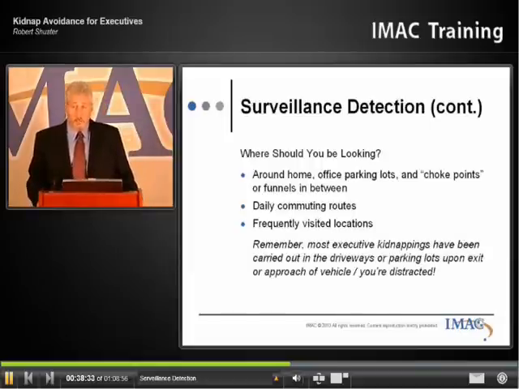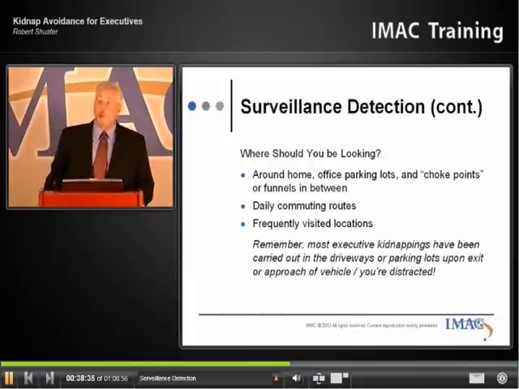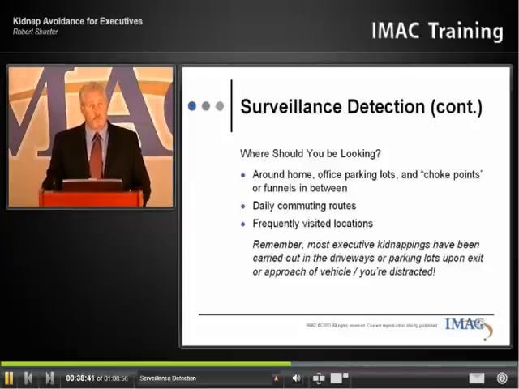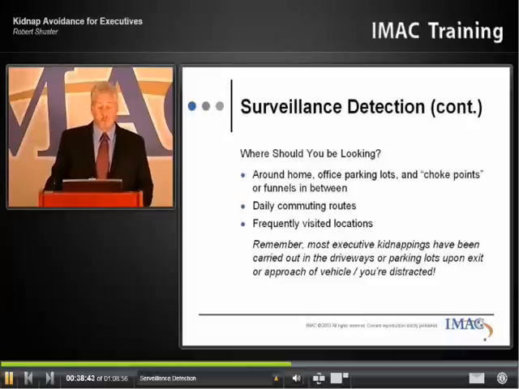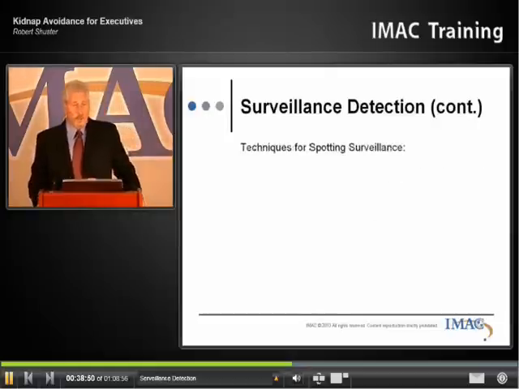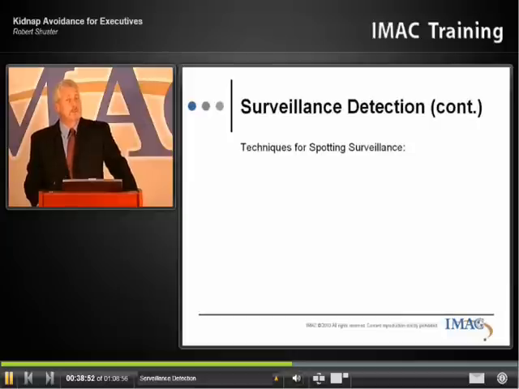Remember that most executive kidnappings have been carried out in driveways or in parking lots, as the victim is getting into or out of their vehicle. And it's because of the distraction factor. How do you spot surveillance? Let's talk about techniques for spotting surveillance. You know what to look for. We've talked about where to look for it, but what techniques can you use?